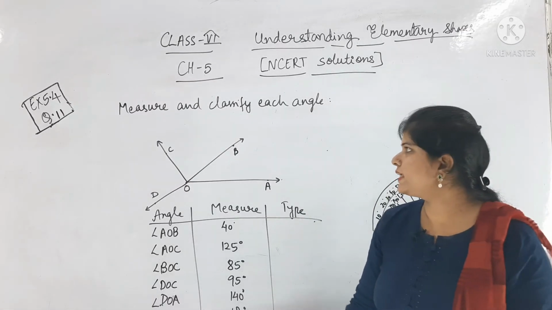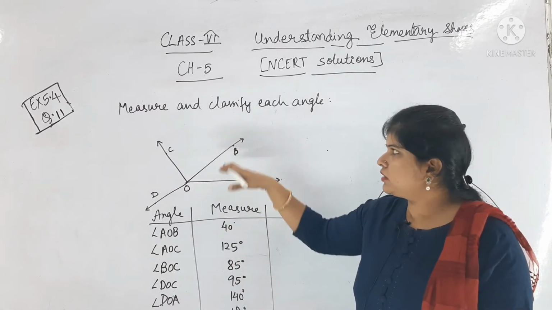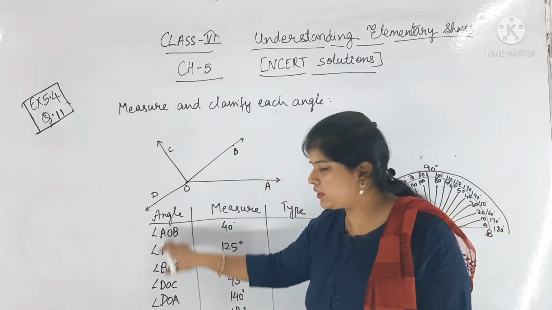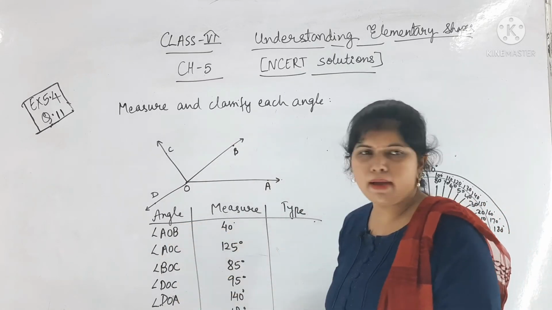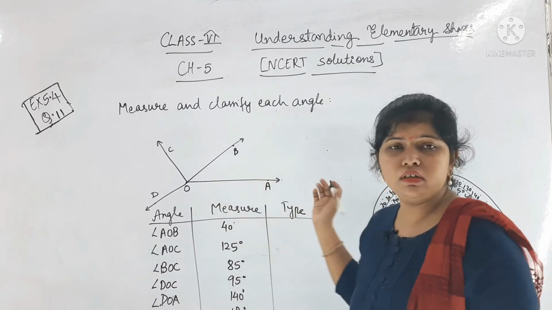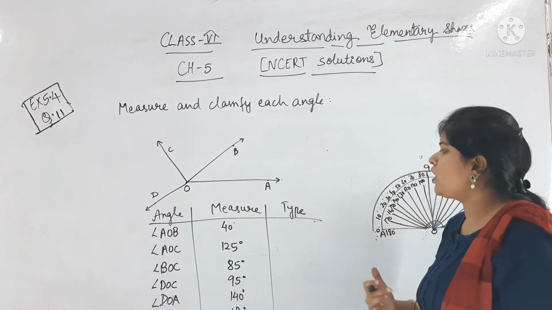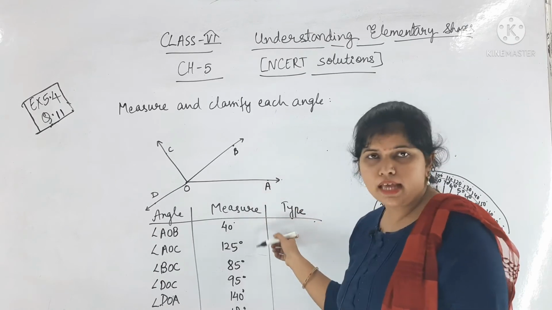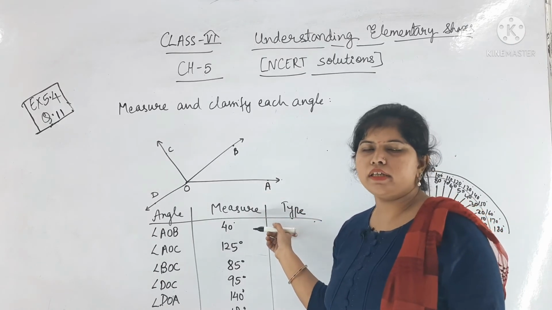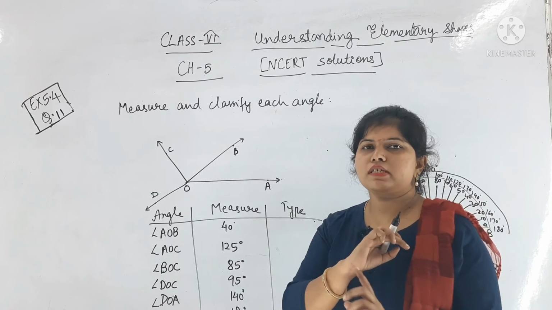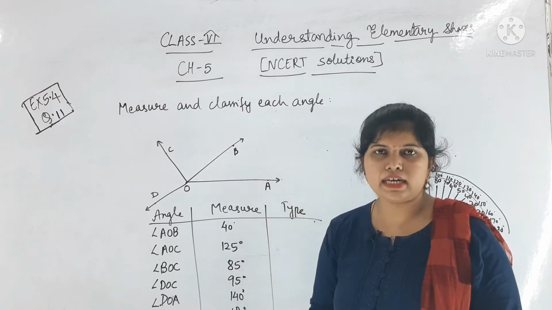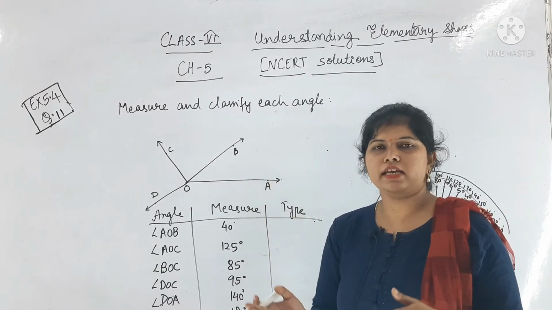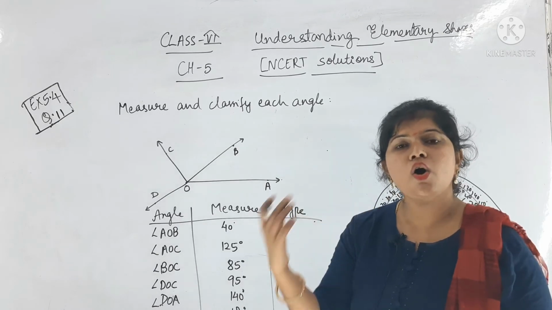Okay students, let's see here. You have to measure these angles. Here these angles are given, and I have already written the measures. You have to measure with the help of D, and for the following measures you have to write the type also. If it is less than 90 degree, that is an acute angle. If it is a straight line, that will be the straight angle, and if it is greater than 90 degree, it will be the obtuse angle.